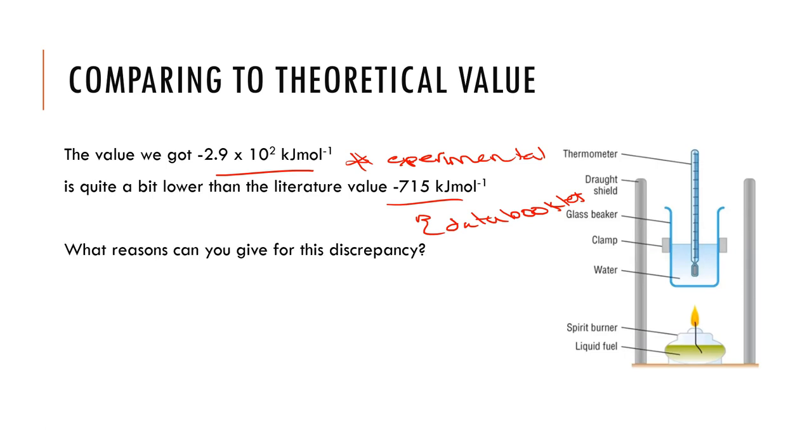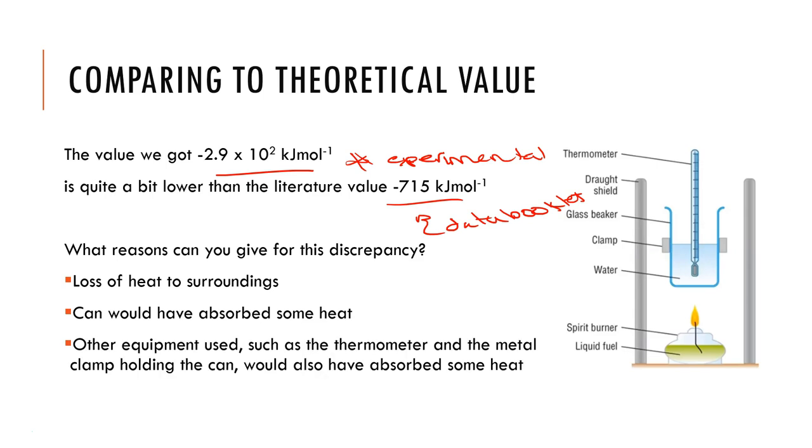our results. If you think about all the errors that we've talked about in class in regards to these types of reactions, you can or should be able to give a reason for your discrepancy. Okay, many of these are going to include loss of heat to the environment, maybe incomplete combustion, absorption of the heat energy by the apparatus and not taking account for that in our calculations. Okay, so we're going to have loss of heat to the surroundings. The can, clamp, other things may have absorbed some heat. Okay, and other equipment. The thermometer, metal clamp would also absorb some of the heat from this.